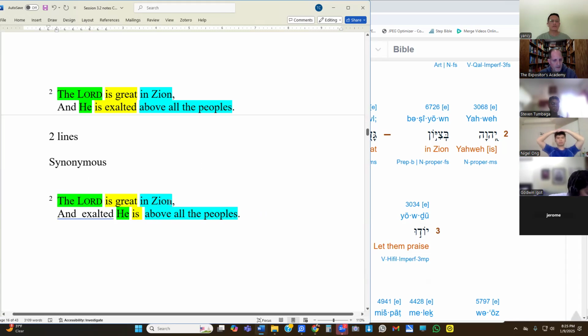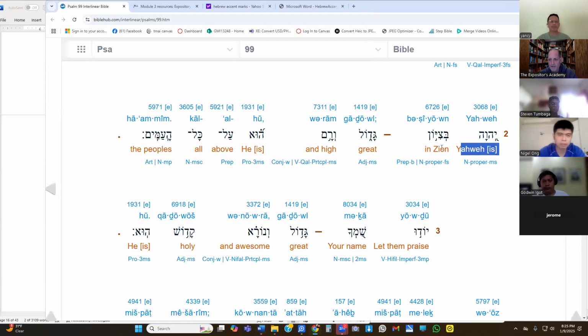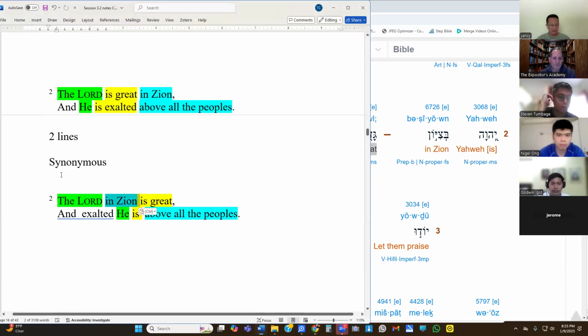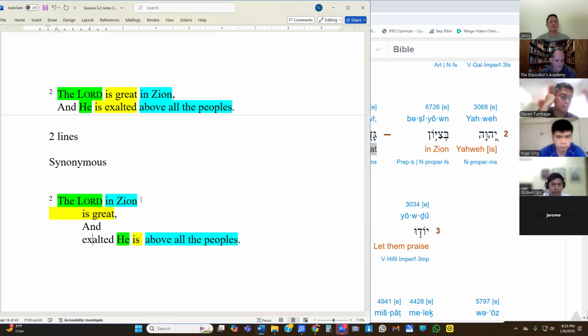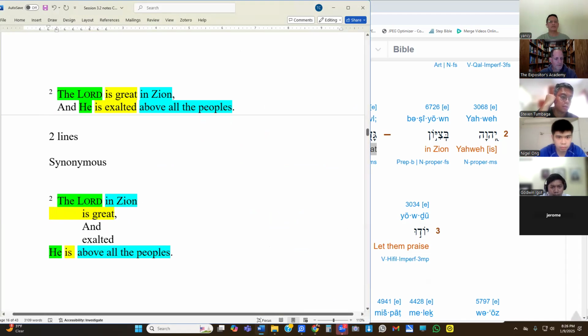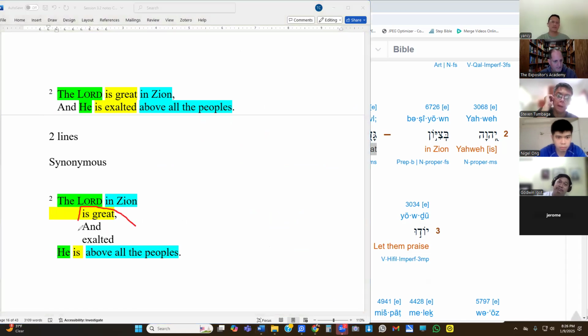And two, the "in Zion": if you look again at the interlinear, Yahweh in Zion is great. See that? So "in Zion" is switched around. So it's literally the Lord in Zion is great and exalted above the peoples. So you see, the emphasis is here, great and exalted. It's a chiasm.